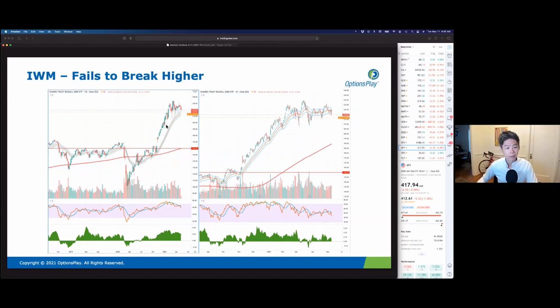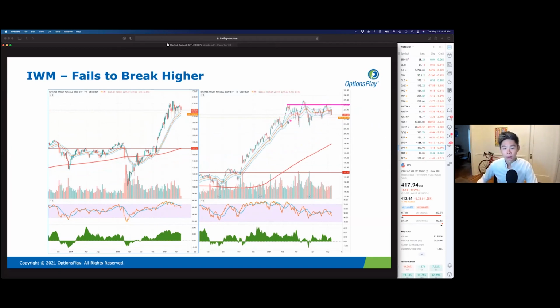If you look at the IWM small caps, after a very strong move to the upside from November, we've been doing nothing except consolidating over the past 3 months or so, and we're still right smack in the middle of that consolidation range. There's not a whole lot of directional view here.